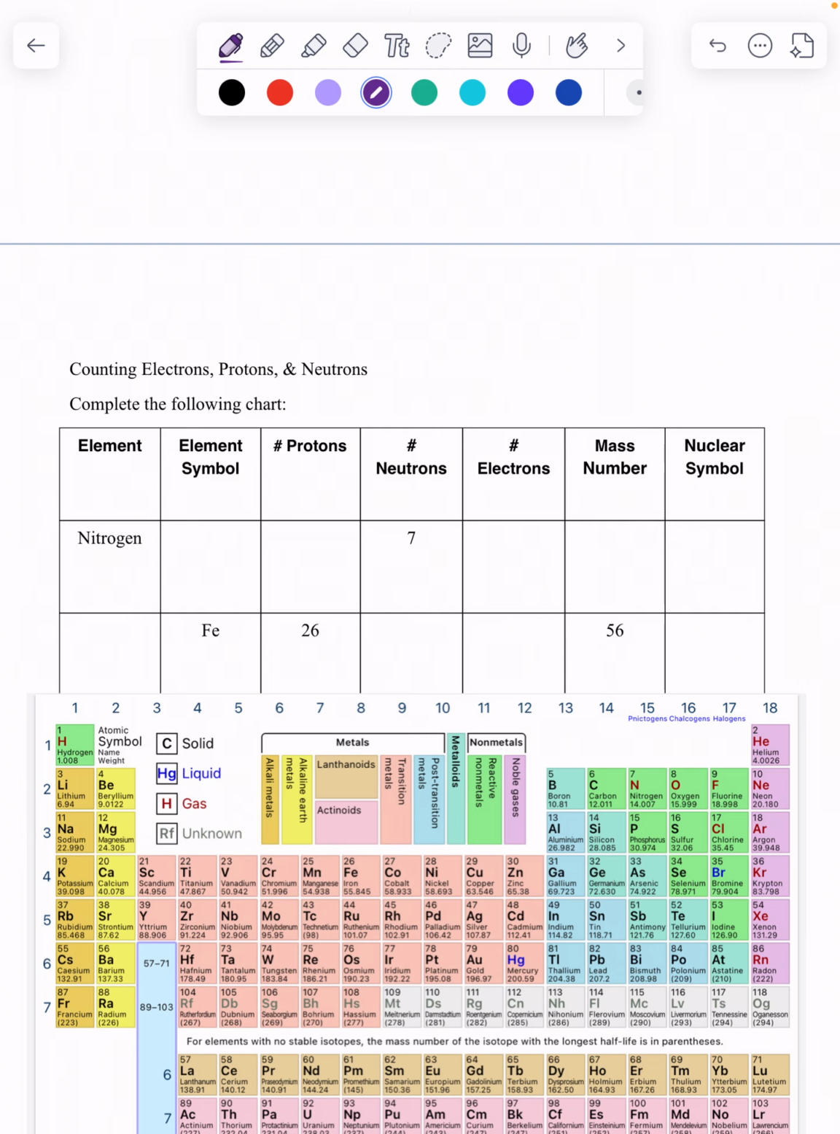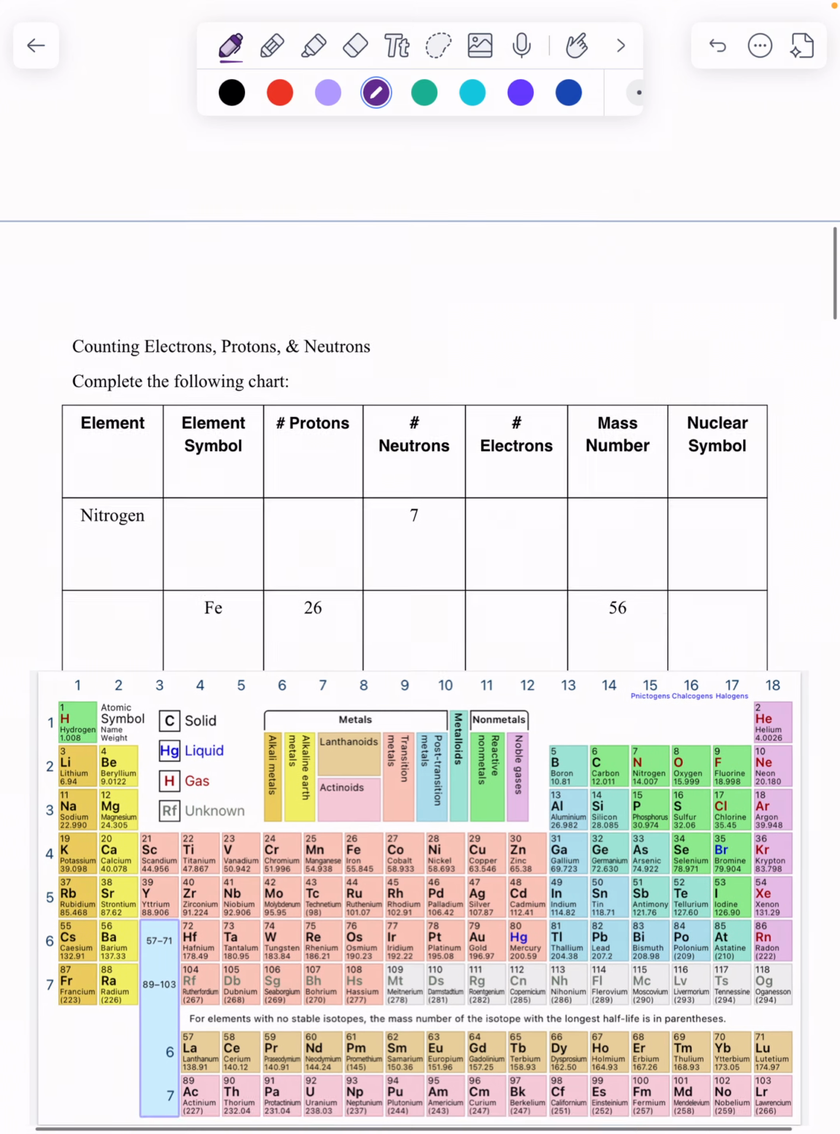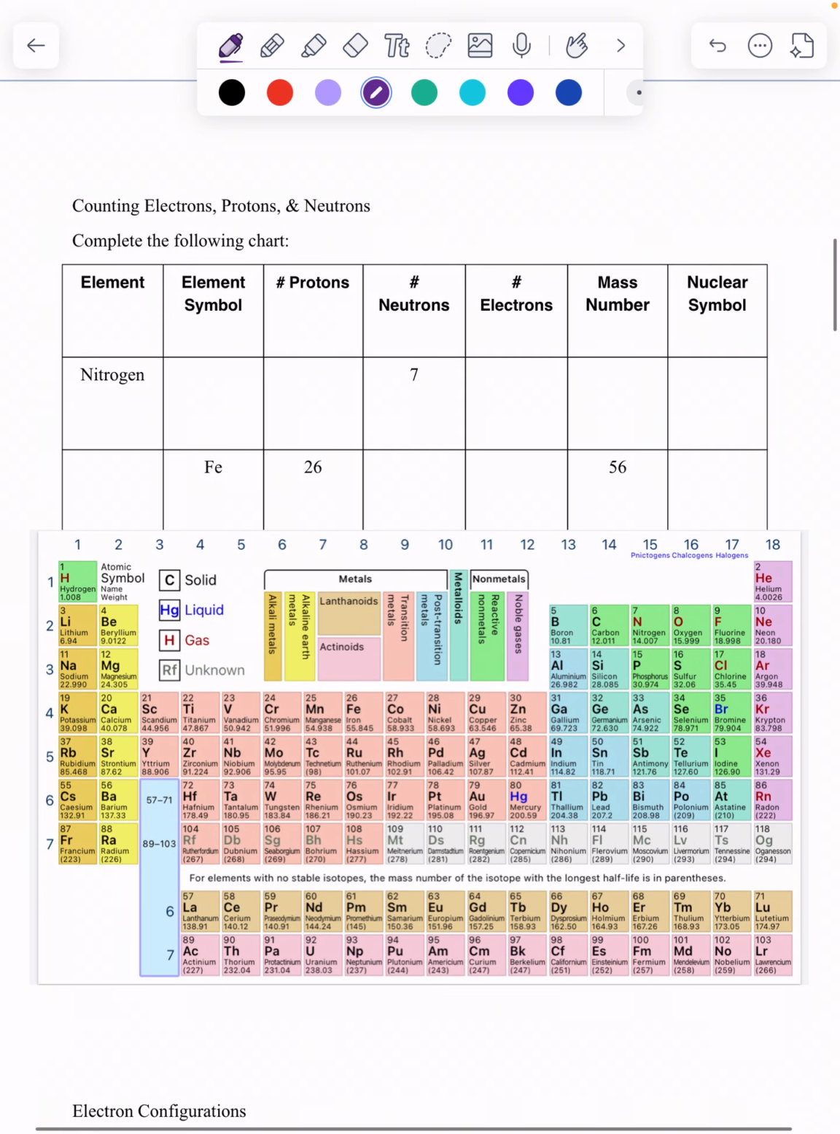Hi, welcome back. We are doing some more chemistry for your review for your exam. In this video we are going to be doing some of our elemental symbols, finding their protons, neutrons, electrons, their calculated mass number, and then writing their nuclear symbol.